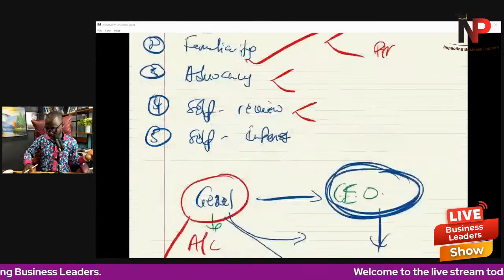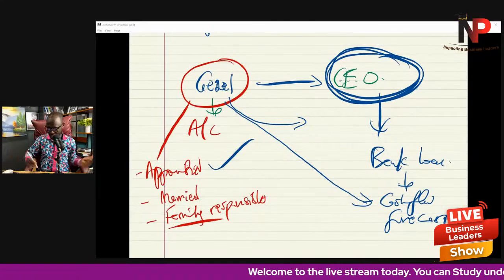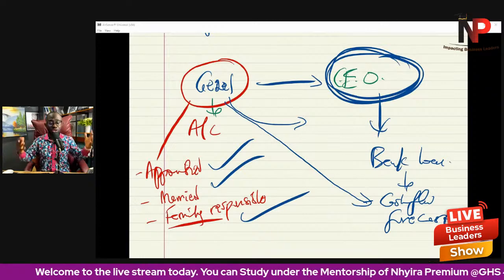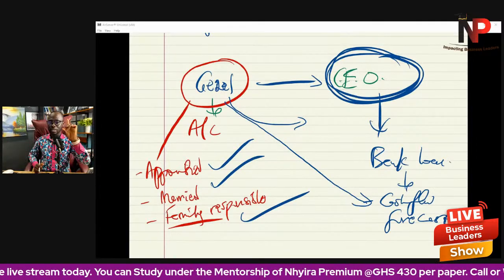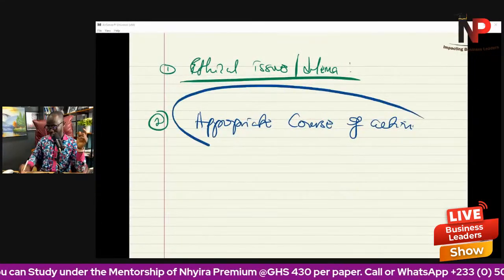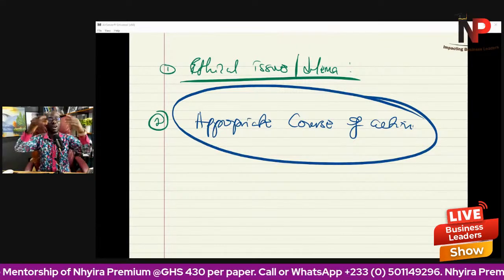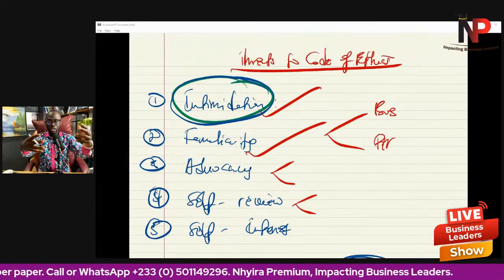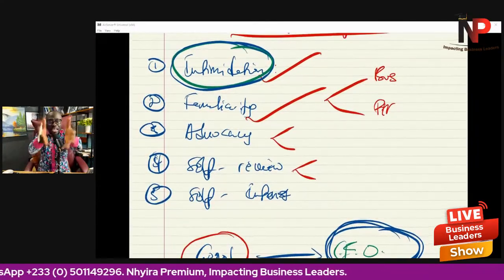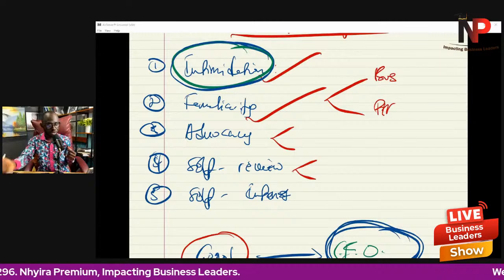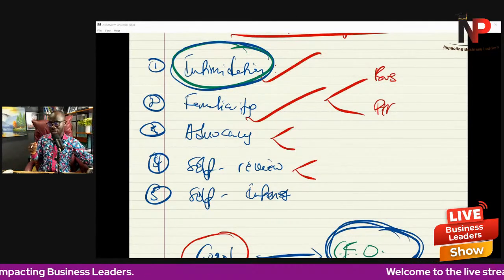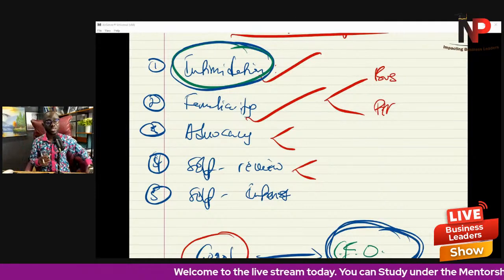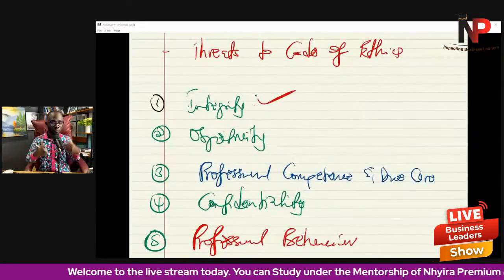Now look at Giselle. She's newly appointed. She's married. She has family responsibilities. What should Giselle do? And that is where the second part of the question comes in, the appropriate course of action. So when you read the scenario, you need to identify what threats this person in the question is facing. Is it an intimidation threat? Is it a familiarity threat? Is it an advocacy threat? Is it a self-review threat? Is it a self-interest threat? Then how does that affect the code of ethics?